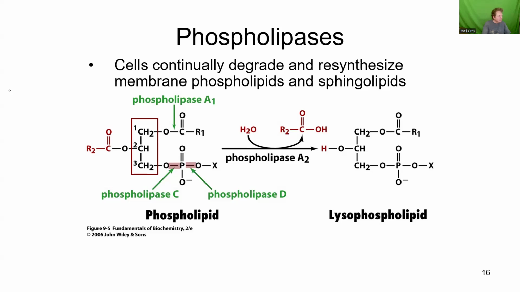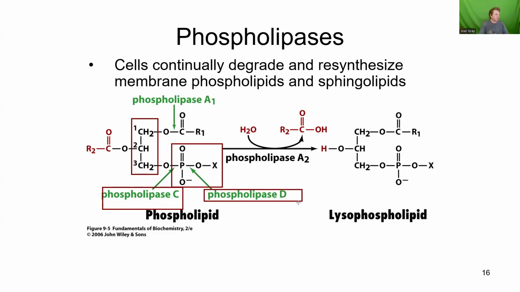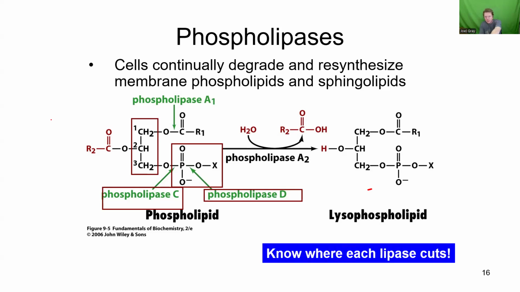Where D is cutting is between the head group X and that oxygen, leaving behind the phosphate. C, however, is cutting between the oxygen and the phosphorus. And what C will release is your head group with a phosphate, so your phosphorylated head group. So phospholipase C releases a phosphorylated head group, whereas D releases just the head group. I want you to know where each of these cuts so that you can respond to questions related to that.